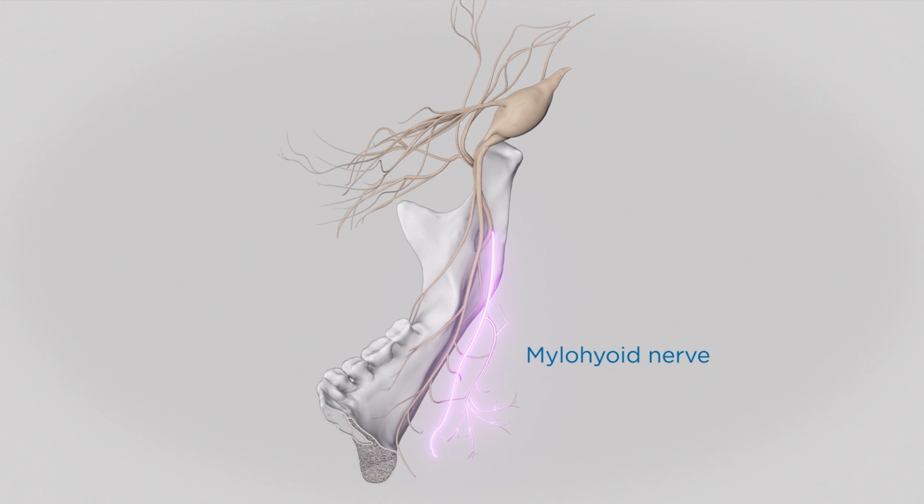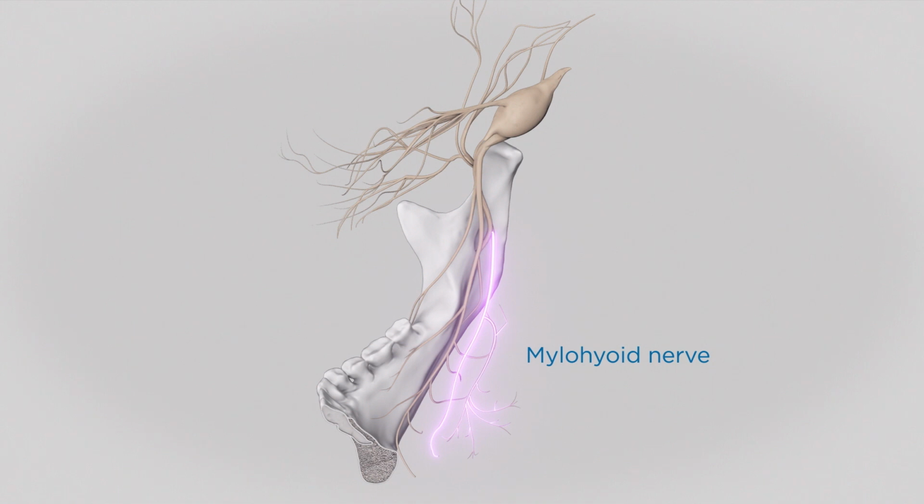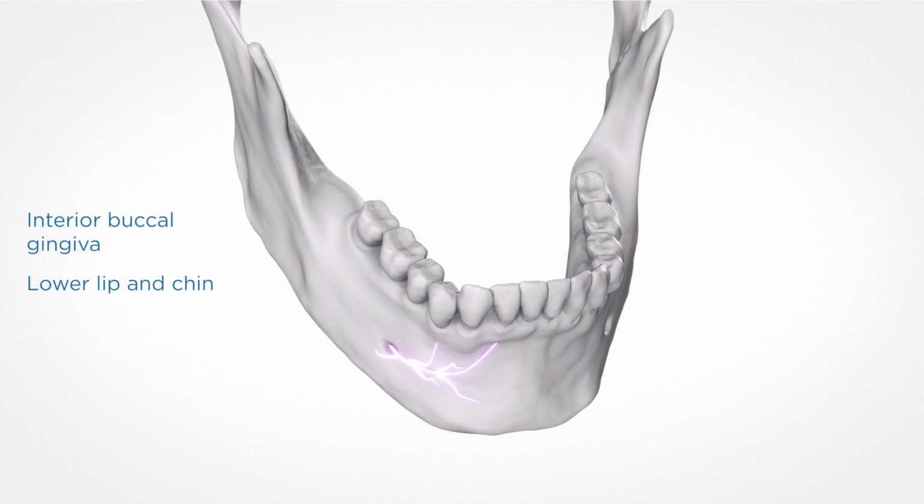It provides motor function to the mylohyoid muscle and to the anterior belly of the digastric muscle. Also, it often innervates the skin covering the lower chin and occasionally provides sensation to the mandibular teeth as an accessory nerve. The mental nerve emerges as a lateral branch of the inferior alveolar nerve and passes through the mental foramen to innervate the anterior buccal gingiva and the lower lip and chin.